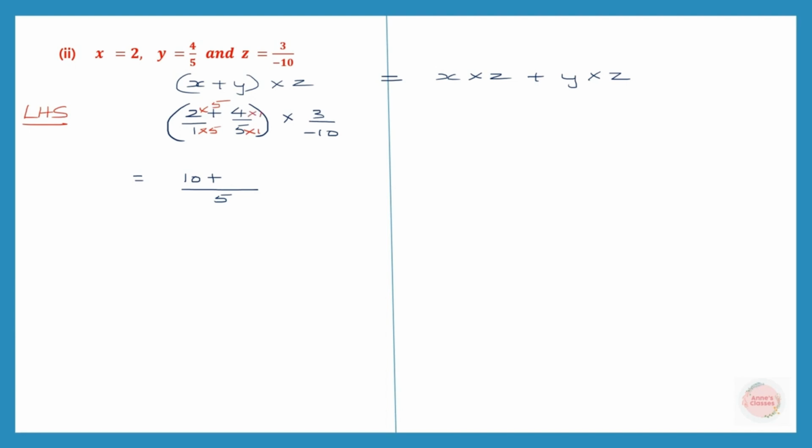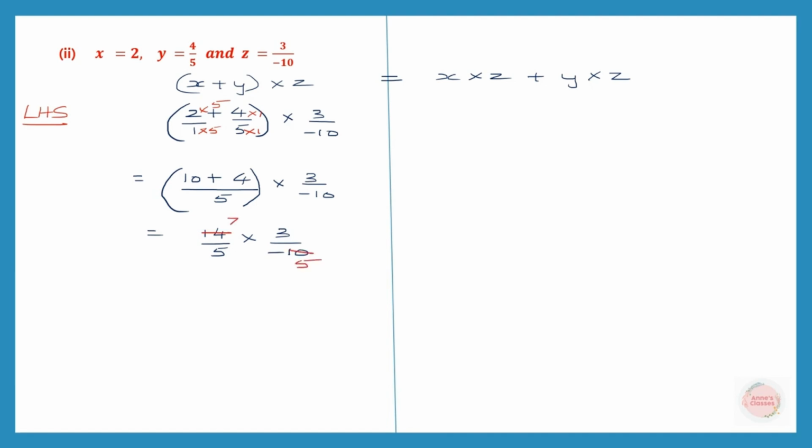So you can write the same thing, plus 4. So 10 plus 4 by 5 into 3 by minus 10. 10 plus 4 is 14. 14 by 5 into 3 by minus 10. Now here we can cancel 14 and 10 by 2. So this will be 2 7s are 14, 2 5s are 10.